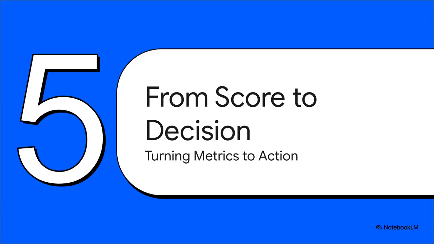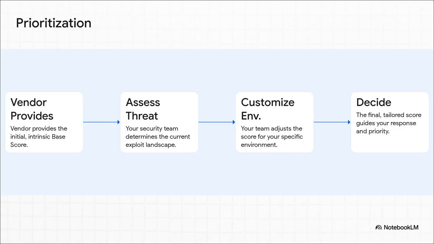So we have the base score, the threat score, and the environmental score. How does all this come together to actually help a security team decide what to do next? Well, it's a really clear, logical flow. First, the software vendor gives everyone that unchanging base score. Then, your security team layers on the threat score based on what they're seeing hackers do right now. And finally, you apply your unique environmental score. The final result isn't just a random number. It's a contextual, defensible decision about exactly what needs to get patched first.